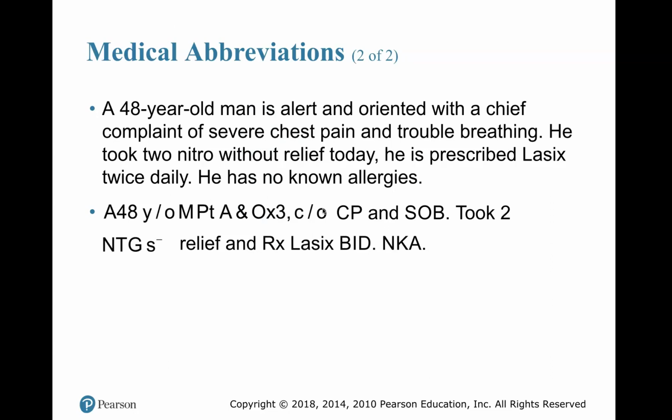48-year-old man is alert and oriented with a chief complaint of severe chest pain and trouble breathing. He took 2 nitro without relief today. He is prescribed Lasix twice daily. He has no known allergies. And down at the second bullet, you see the abbreviations. 48-year-old male patient, alert and oriented x3. Complains of chest pains and shortness of breath. Took 2 nitroglycerins. Negative relief. So you see the little negative sign right here. Negative relief. And RX Lasix BID. That means twice daily. No known allergies.